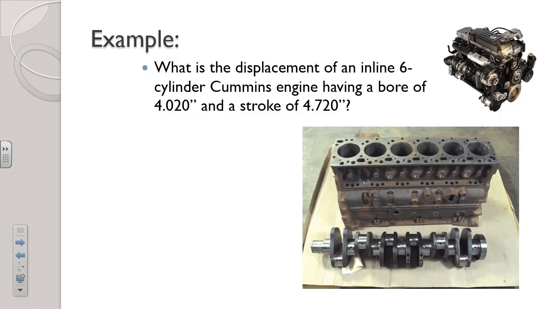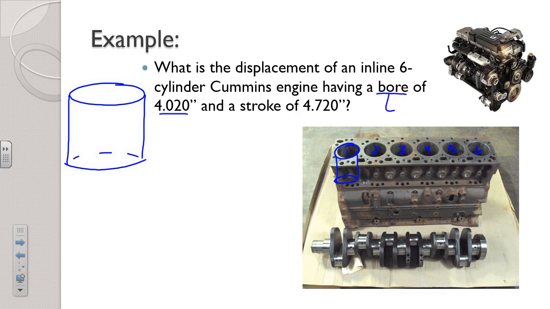Okay, this is also how you find engine displacement, because every cylinder of an engine is the exact same kind of cylinder as that barrel that we were just working with. So let's figure out what the displacement of this inline 6-cylinder engine is. 1, 2, 3, 4, 5, 6 cylinders. Let's start by finding the volume of one cylinder. So the bore is 4.020. A bore is just another name for your diameter. That is the distance across.